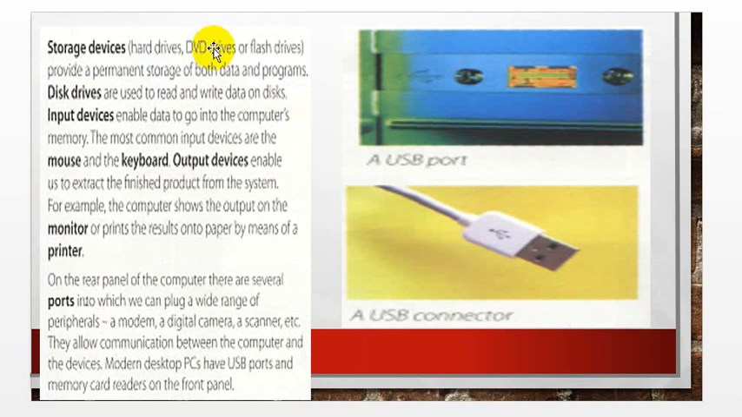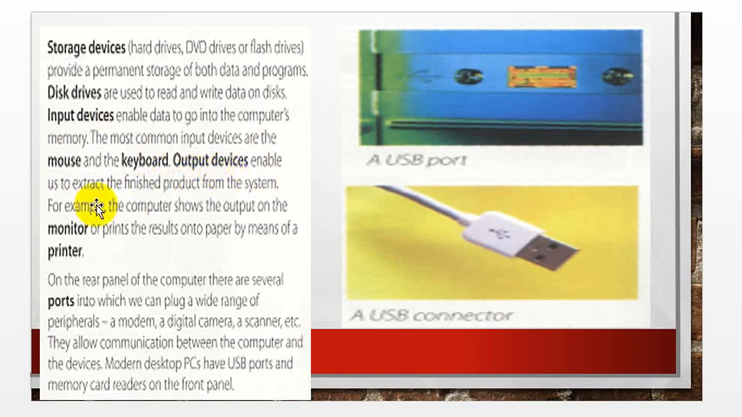Hard drives, DVD drives, and flash drives provide a permanent storage of both data and program. Disk drives are used to read and write data on disk. Input devices enable data to go into the computer's memory. The most common input devices are the mouse and keyboard. Of course, it is very clear that the most usual devices are mouse and keyboard. What kind of devices? Input devices.